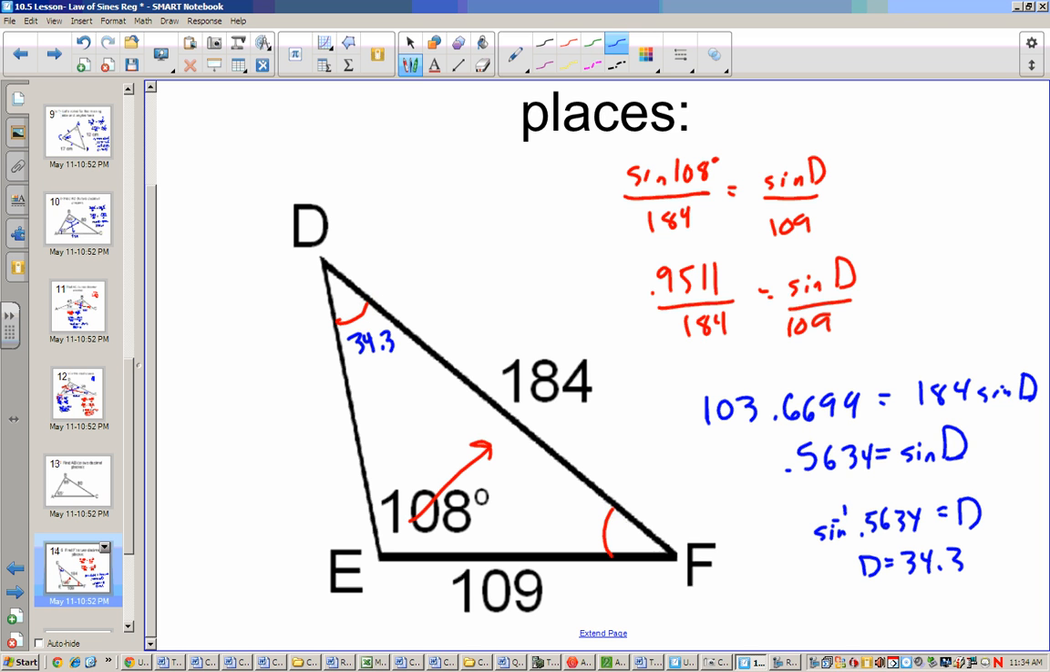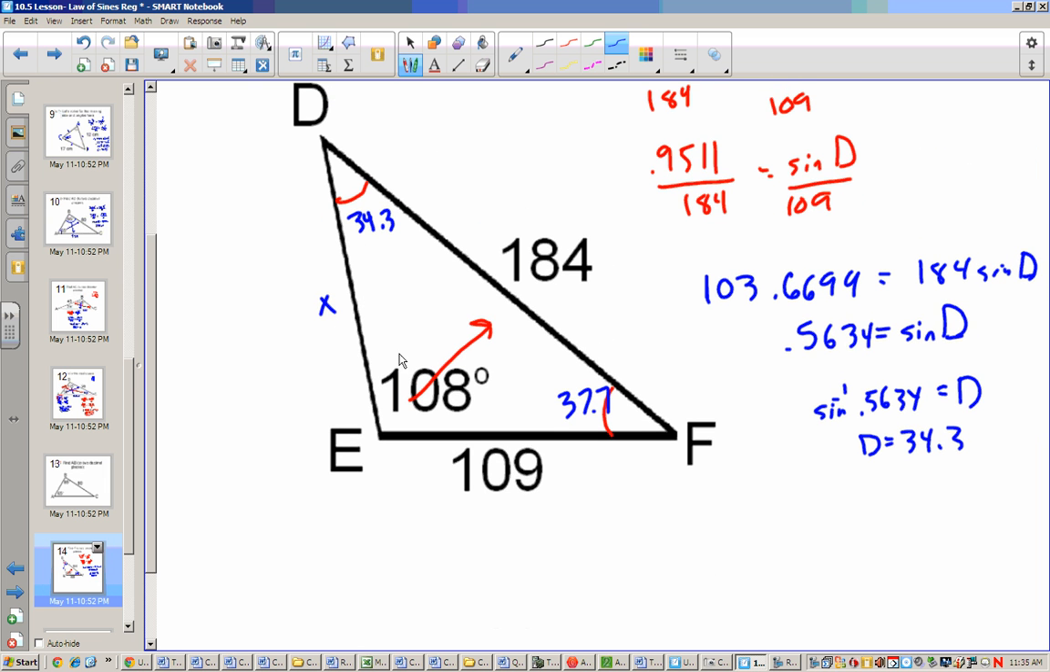Now, if I want to find angle F, I can just add that to 108 and subtract that from 180, and my calculator isn't as fast as my mouth, and I got this side to be 37.7. So now I have three angles and two sides. I just need this third side, let's call it X, and we're done with the problem.